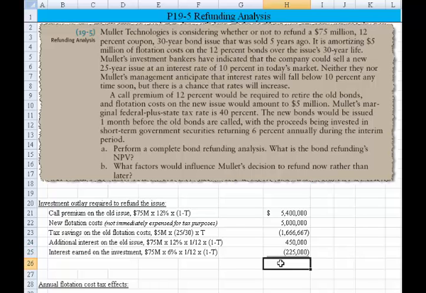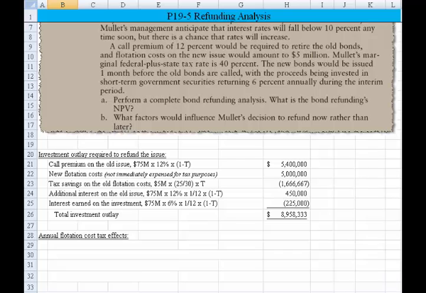Once we have all that, we can calculate the total investment outlay. Here I'm just summing from above. So the first step in the refunding analysis tells us the total investment outlay, and we get an amount slightly less than $9 million. Now I'm going to scroll up a little bit so we can work on flotation cost effects.